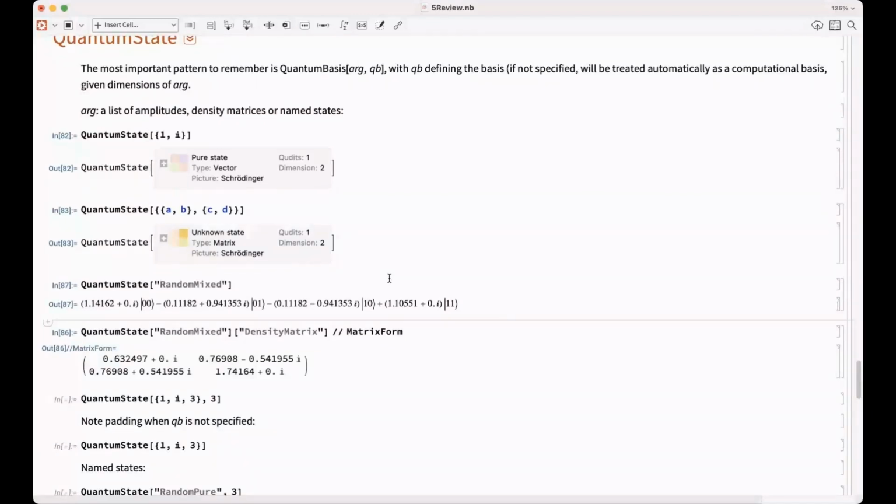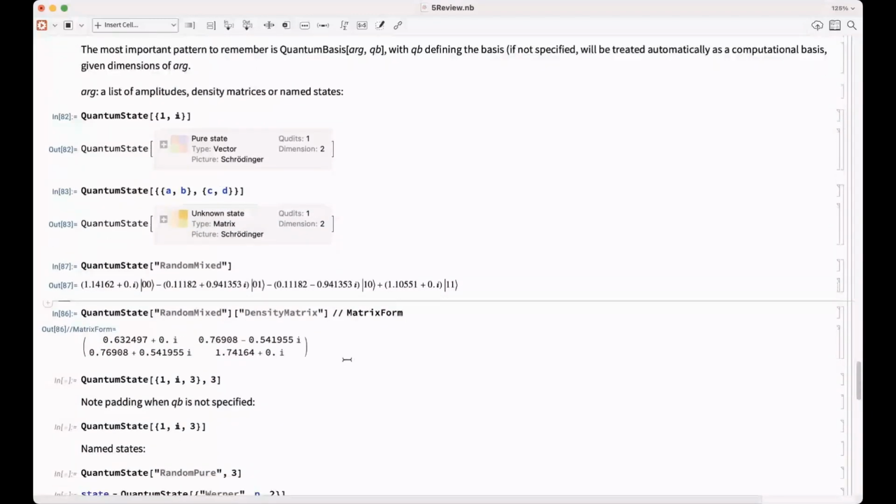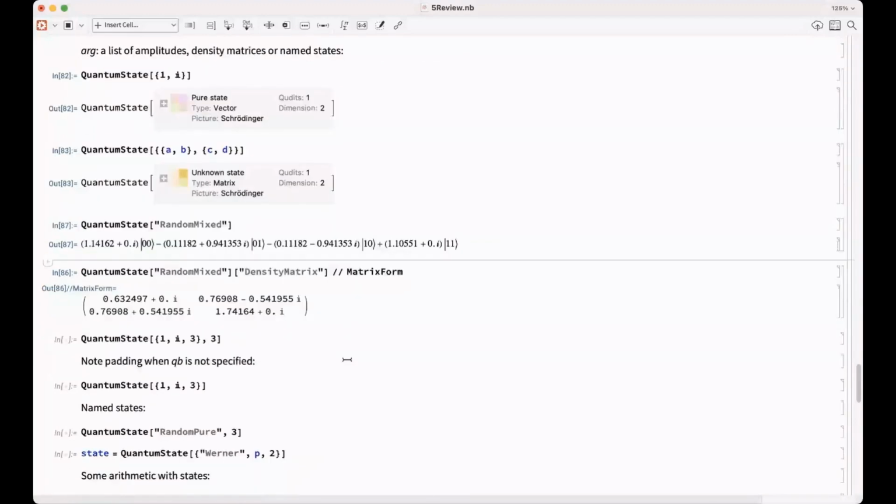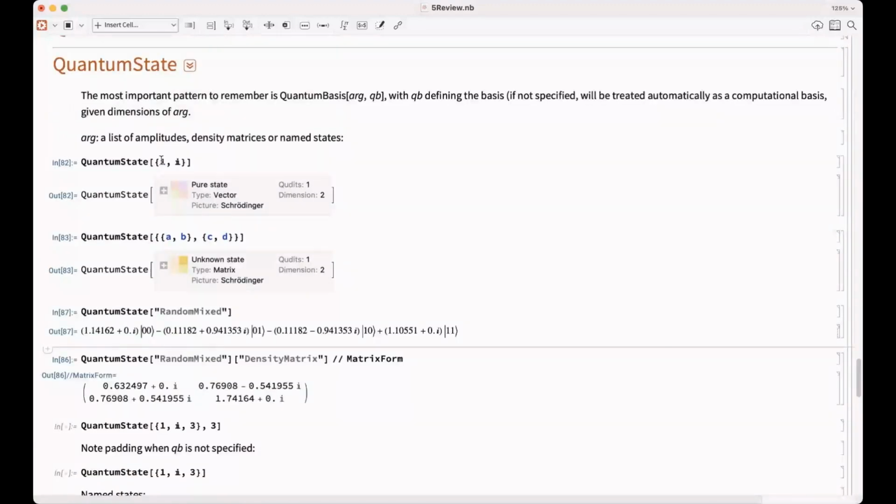So for the quantum states, remember, there are two ways. For the pure, go with the state vector. For more than that, go with the matrix. Look at the matrix example. I wonder if you guys notice in the summary box, it says the type, basically your quantum state is unknown state. Why is it unknown state?